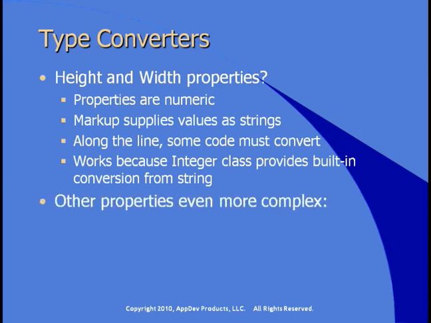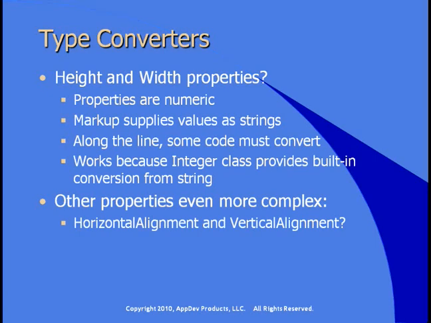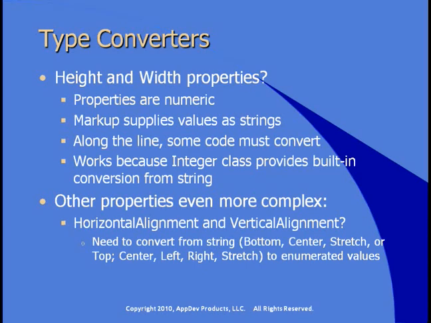Other properties, however, are even more complex. For example, the horizontal alignment and vertical alignment properties. You'll remember that these are an enumerated value. From bottom, center, stretch, or top, center, left, right, or stretch, to some enumerated number, a numeral value, because enumerations are stored internally as some sort of number. So we need to convert from a string, the letters B, O, T, T, O, M, to a number which corresponds to that enumerated value. Someone, somewhere, is doing that for you.